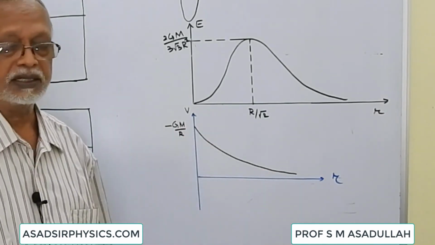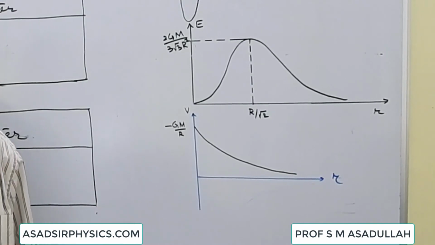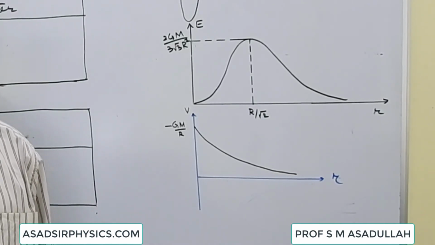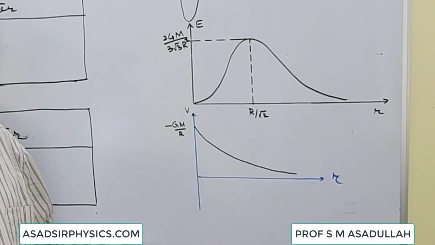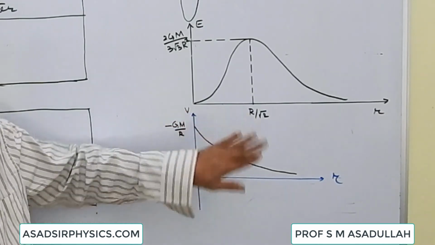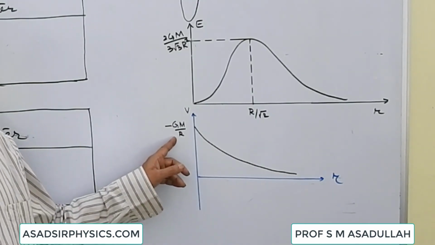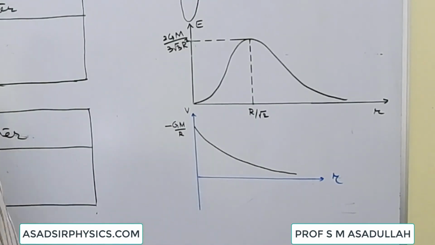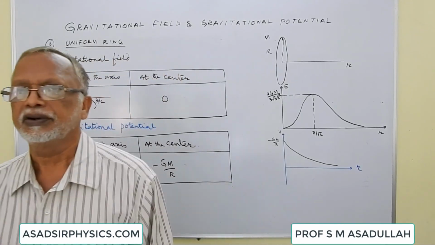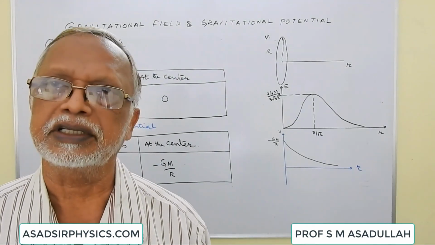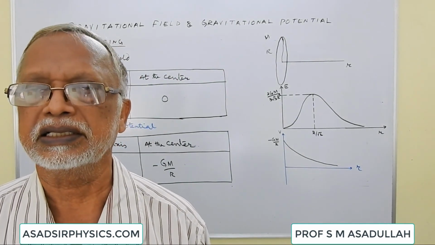In the earlier case, when we considered the gravitational potential due to a solid sphere, at the center it was minus 1.5 GM by R, that we have shown on the negative axis. The graph can be drawn this way or this way. Don't get confused. You just select the proper thing. Here I have written minus GM by r. I hope it is clear to you. With this, the variation of gravitational field and gravitational potential in 3 cases we have discussed.